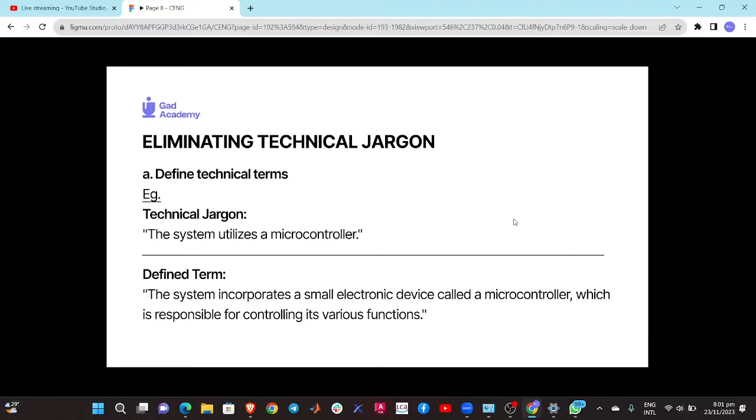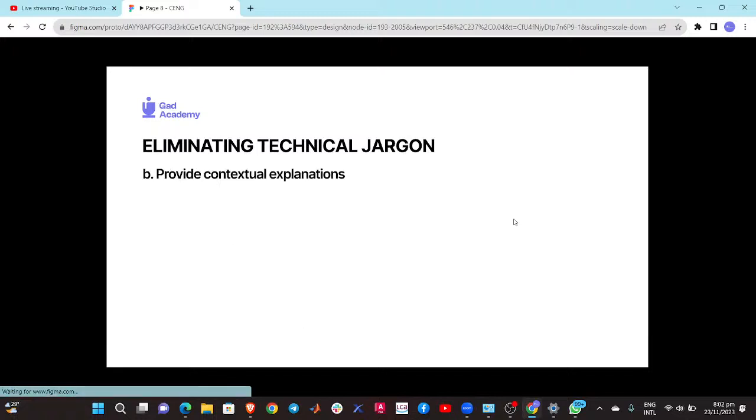So it's better to go by explaining probably at the introductory session what a microcontroller is, so that going forward you can just be using microcontroller and then anybody who continues to read will just understand that okay, we said the system incorporates a small electronic device called the microcontroller, which is responsible for controlling its various functions. That person must have read this earlier and will just understand going forward that a microcontroller is an electronic device, a very small one that can be used to control systems. You just make the person's work easier.